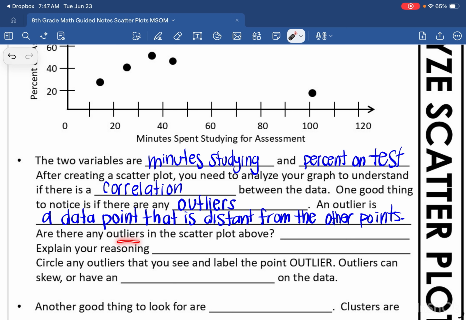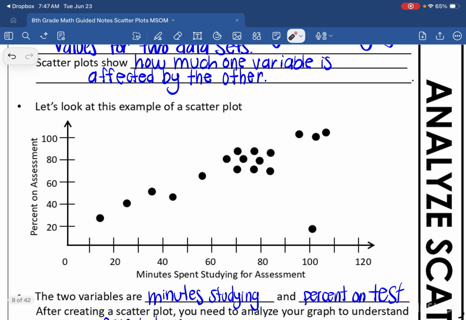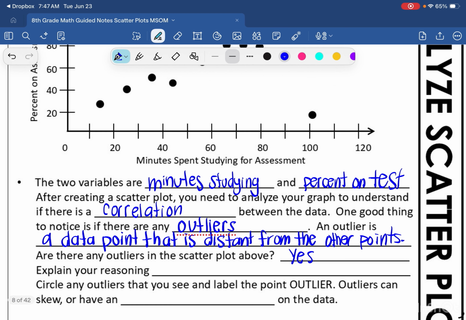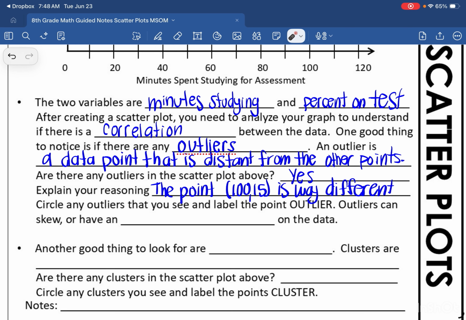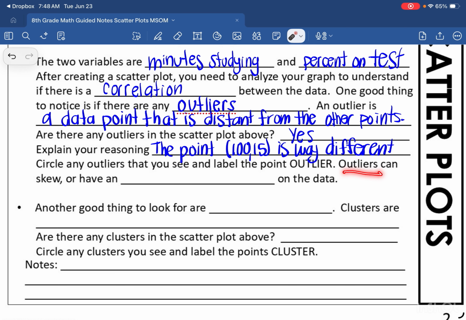Are there any outliers in the scatter plot above? So we're looking for a point that is way different than the rest of the others. And I noticed this one right here. It does not fall in the group of the others. Yes, there are outliers on the scatter plot above. Explain your reasoning. This point right here, which looks to be about 115, is way different from the rest of the points. Circle any outliers that you see and label the point outlier. So let's go back up and circle that point and label it. Outliers can skew or have an extreme effect on the data.